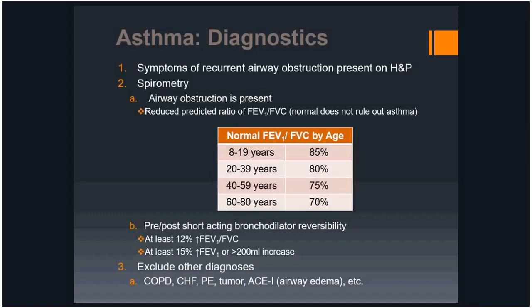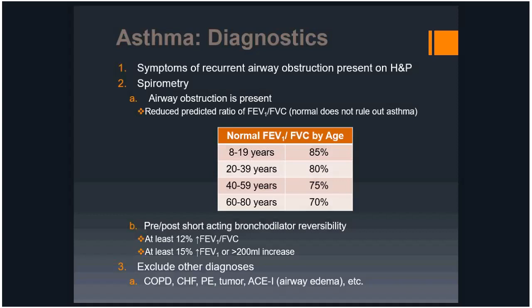And with spirometry, typically when you do the pre-post short-acting bronchodilator testing, you see reversibility. And the reversibility that you typically see in FEV1 FVC ratio is at least an increase and change of at least 12%. And when it comes to your FEV1, that is at least a 15% increase or 200 ml increase. The third component with asthma diagnostics, you want to make sure you exclude other diagnoses.